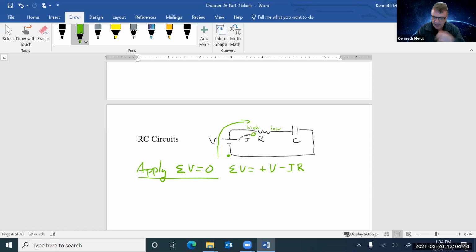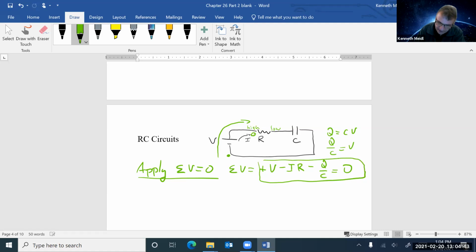Okay. And then how do I write voltage losses or differences in a capacitor? I told you to always remember this: Q equals C times V. And so Q over C equals voltage. Okay, so we've got something like that. So this right here is the equation. That's what we've got to deal with here.